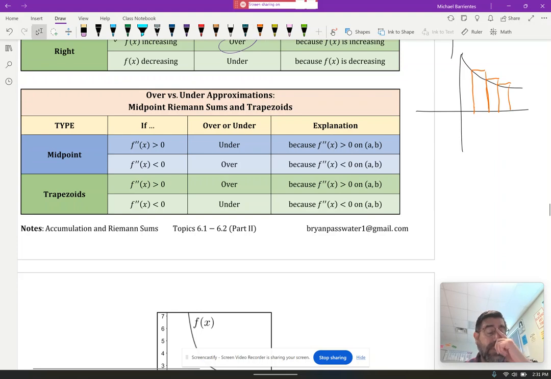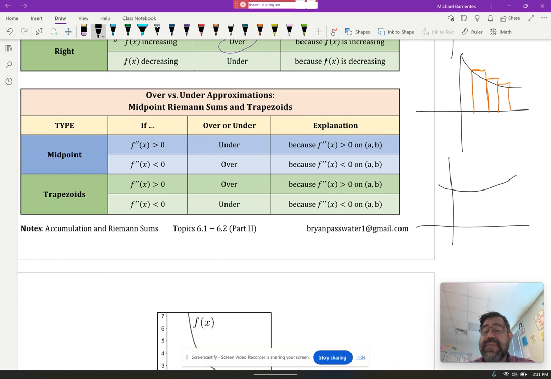When I look at midpoint and trapezoid approximations, it's not as easy to use the increasing and decreasing. So we use the second derivative, and the second derivative, if you recall, is really about concavity. And so let's say that I have a graph that looks like this. This would be concave up. That means the second derivative is positive. It's greater than 0. So that would be this situation and this situation.